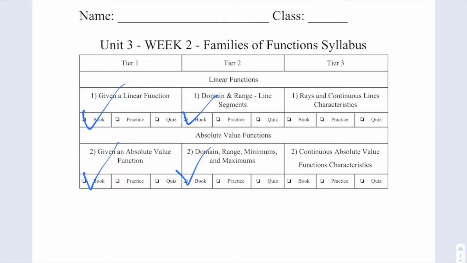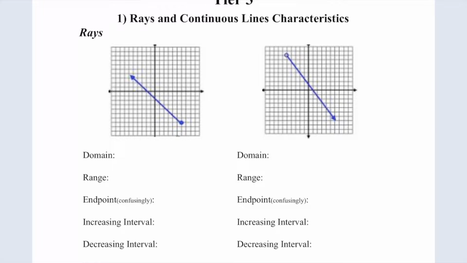We're back in Unit 3, Week 2, Family of Functions syllabus. We are on Tier 3, Rays and Continuous Line Characteristics. So let's check off our booklet. And here we are at Rays and Continuous Line Characteristics.